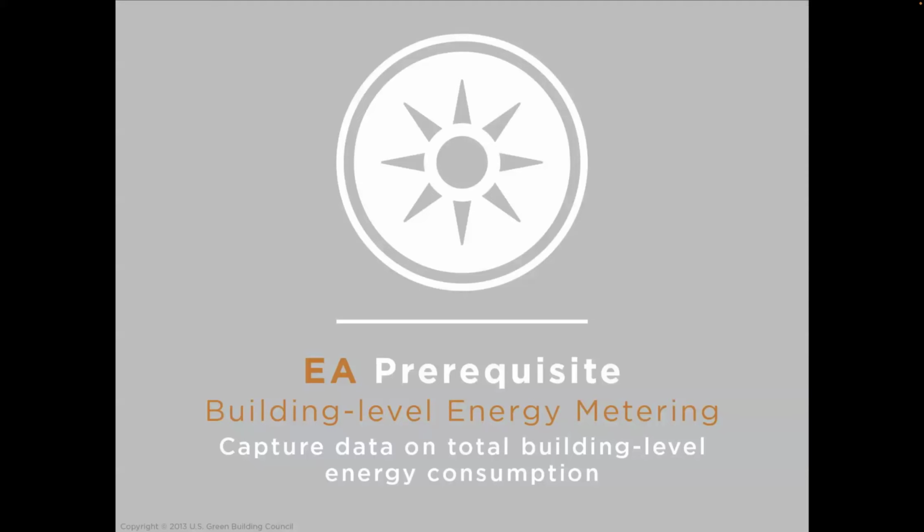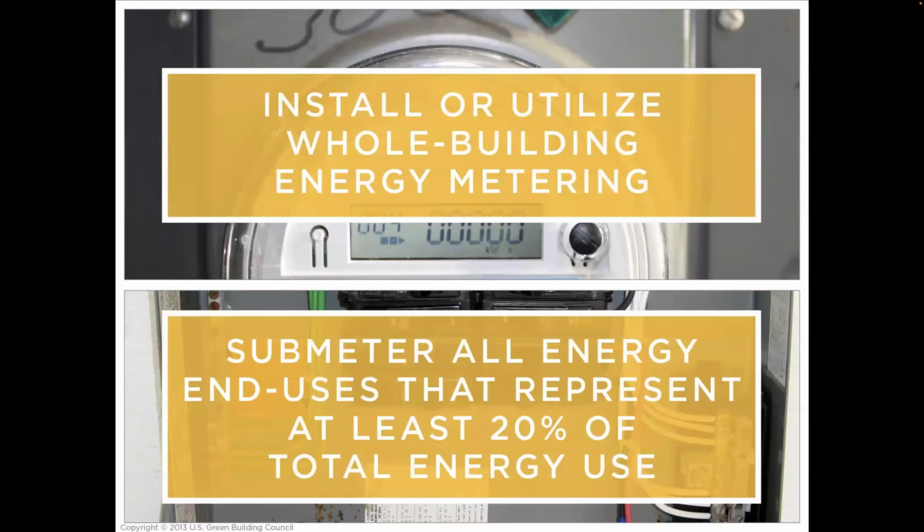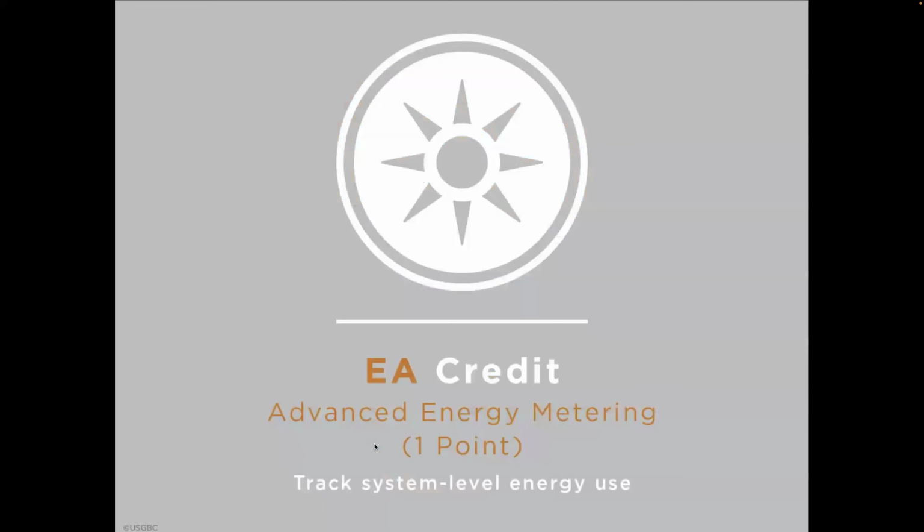All right, another prerequisite: building level energy metering. Again, you have to have an energy meter. Most buildings do, so that's not hard to meet. You install or utilize whole building metering, and then there's sub-metering. If you sub-meter some systems, you actually get some points there too. If you sub-meter all energy uses that make up at least 20% of total energy use, you again get points for those credits.